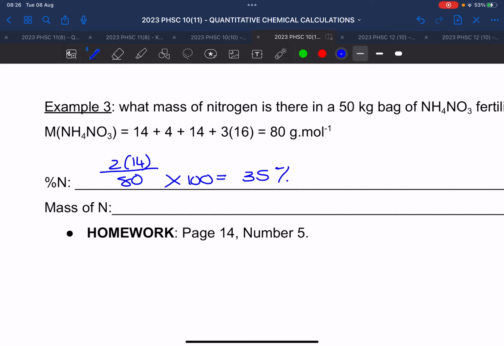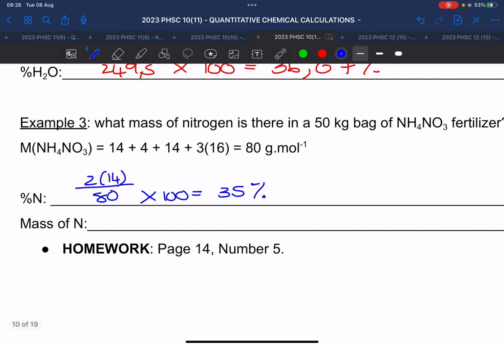So 35% of that is nitrogen. So now, of this 50 kilogram bag that we have, 35% of it is nitrogen. We want to know exactly, is it 8 kilograms, 2 kilograms, 7 kilograms? So now we're going to say 35 over 100 times 50. How can, of the 50 kilogram bag, 70 kilograms be? Oh, wait, no, wrong error. 17.5 kilograms is nitrogen.